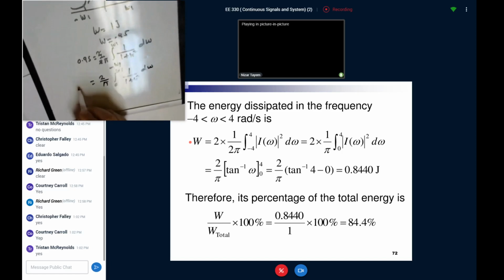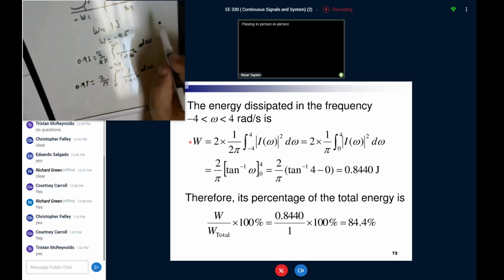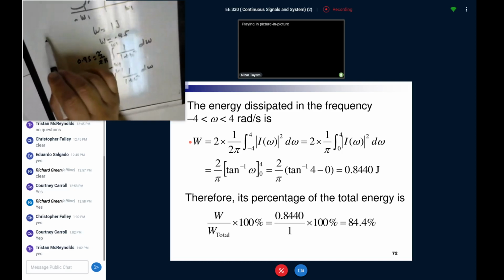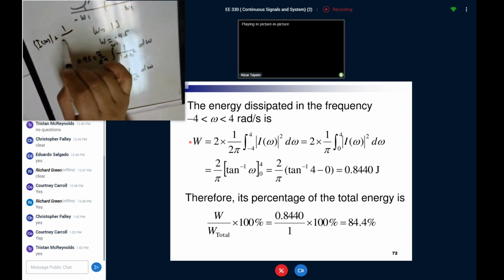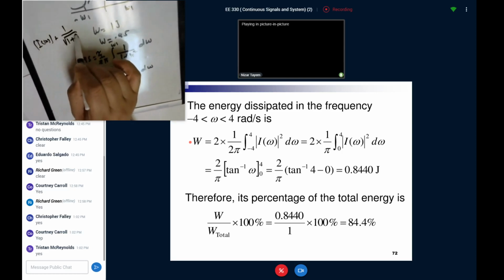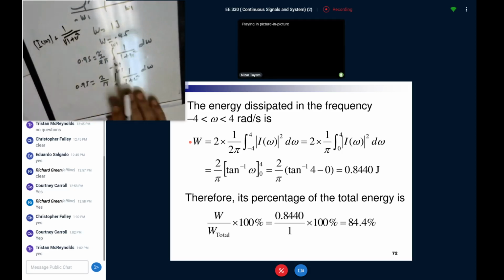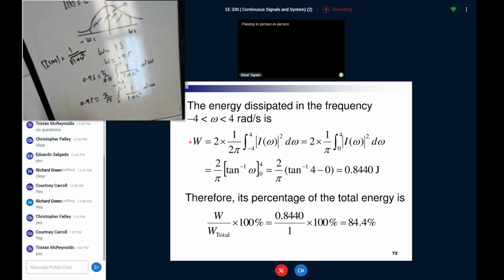Wouldn't the whole fraction 1 over 1 plus omega squared be squared? No, you don't square the whole thing, because the magnitude of I of omega is equal to 1 over the square root of 1 plus omega squared. Oh, I see, that makes sense.